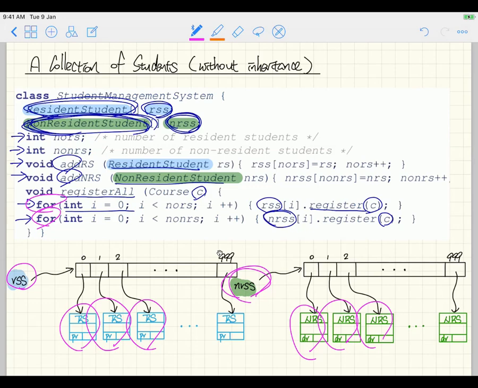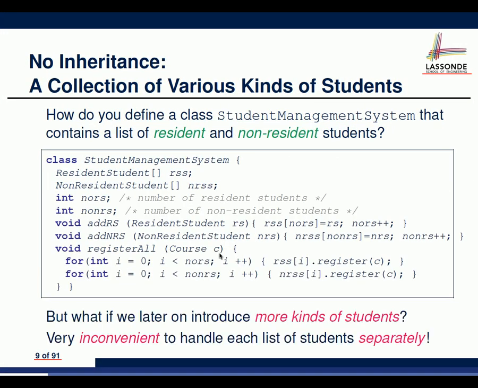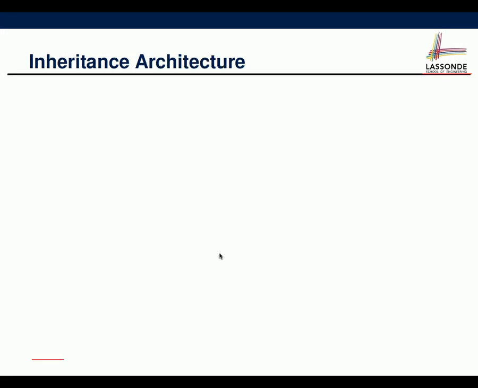Okay, now, so we got 2 drawbacks for without inheritance. Number 1, duplication of the code. Number 2, if you want to maintain a collection of all the relevant classes, you need too many arrays to maintain. Okay, so these are the 2 drawbacks.